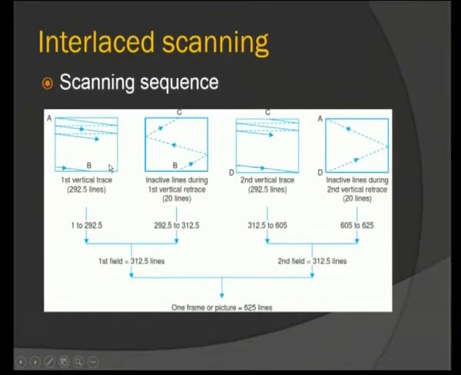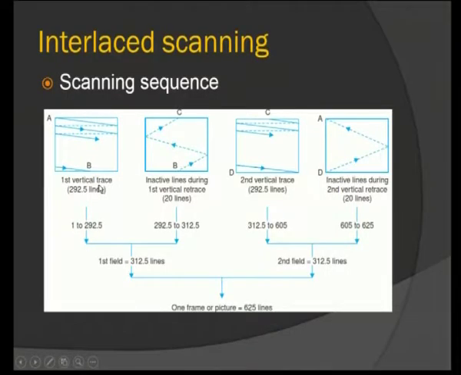Now separately we are going to study the interlaced scanning with the first field and second field, and what the active and inactive portions of the vertical and horizontal scanning are. So first, the vertical trace. In the first vertical trace, what is going to happen? Only 292.5 lines will be scanned in the first field. In the second phase, only inactive lines will appear during the first vertical retrace period.